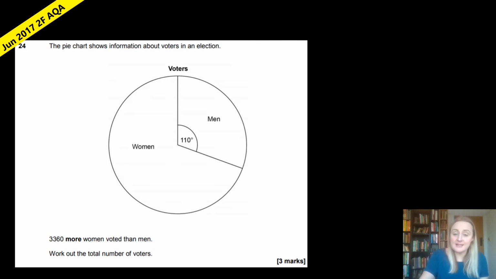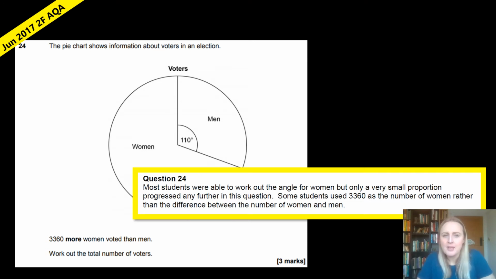Now, unsurprisingly, students really struggled with this question. Most students worked out that angle fine, and that's great, but that's not testing knowledge of pie charts in the slightest. That is just testing a simple angle fact. And most students couldn't progress any further than that. As you'd expect, a lot of students who did progress further took that 3,360 as being the total for women and not the bit that's more than men. This is a really challenging question, so not surprising at all that students struggle with it.